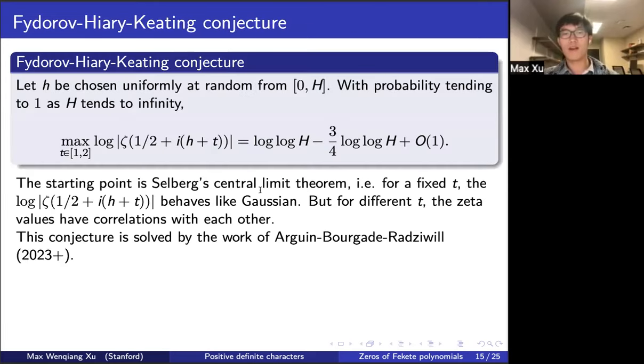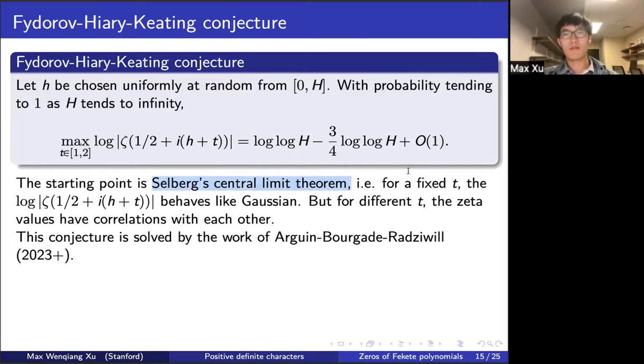Let me just very briefly mention the Fyodorov-Hiary-Keating conjecture. So at least in the Riemann zeta function case, the Fyodorov-Hiary-Keating conjecture roughly says the following story. As I mentioned already in the previous slides, there's something called Selberg's central limit theorem. So maybe I should first tell you what Selberg's central limit theorem is.